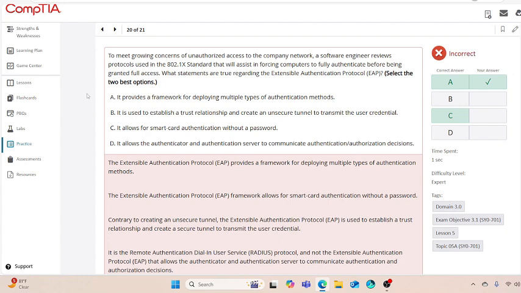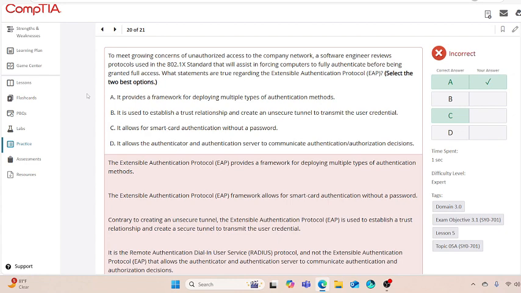To meet growing concerns of unauthorized access to the company network, a software engineer reviews protocols used in the 802.1X standard that will assist in forcing computers to fully authenticate before being granted full access. What statements are true regarding the Extensible Authentication Protocol, EAP?